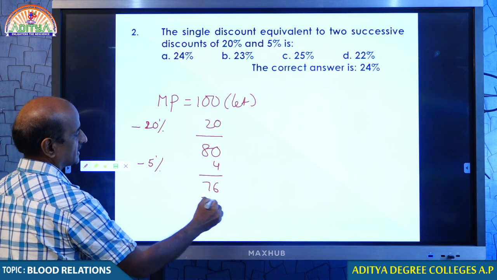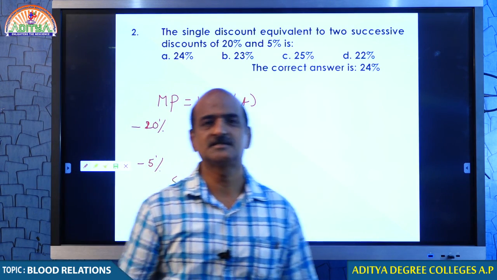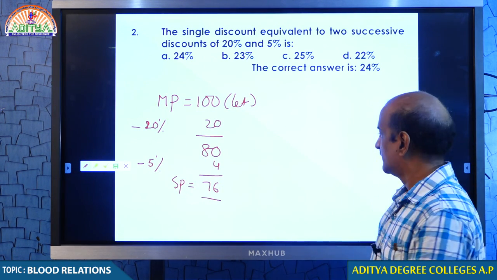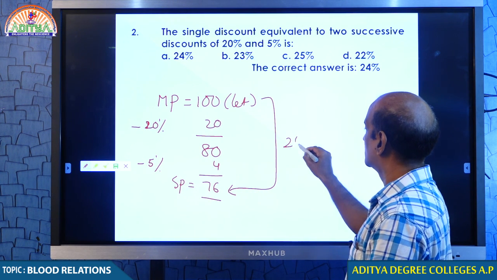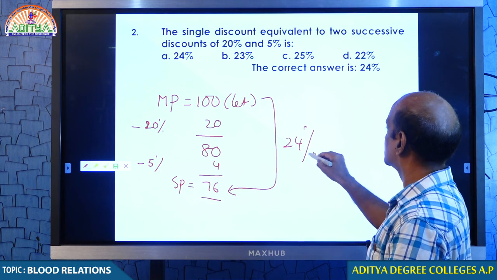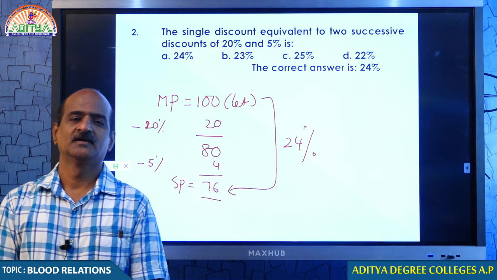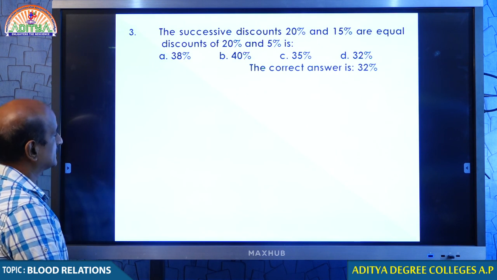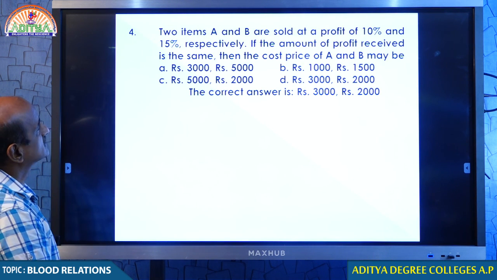It comes to 76. I hope you understand, my dear students, how I am getting 5%. 5% of 80 is 4. Therefore, 100 rupees becomes 76. Therefore, that is equal to a single discount of 24%. I think I need not explain this question again. Now, this time you got some confidence. So, again a similar question, my dear students, you can do this.